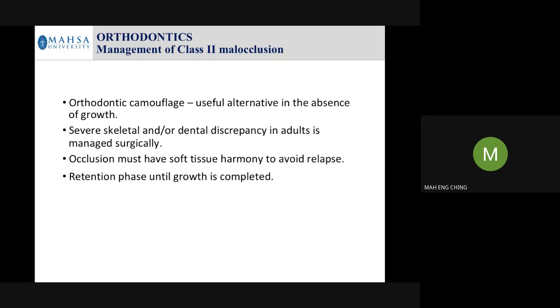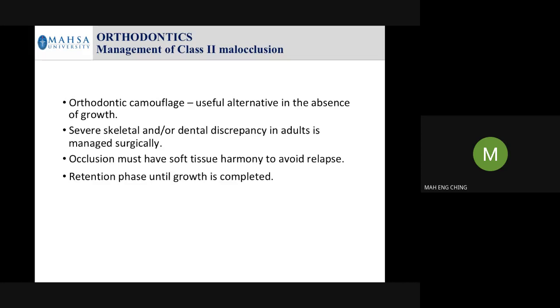Orthodontic camouflage, useful alternative in absence of growth. So if the adult patient, when it comes to class 2 division 1 and class 2 division 2, like I mentioned before, it's best to deal with the fixed braces. Then a lot of time we take out the teeth, whether the upper or lower. Sometimes it can be upper only, sometimes it can be lower. Depends on crowding, the severity of the overjet, and the defect. Severe skeletal or dental discrepancy in the adult is managed surgically.